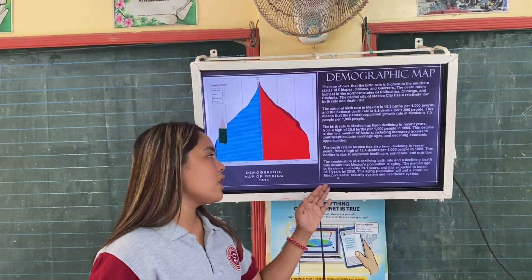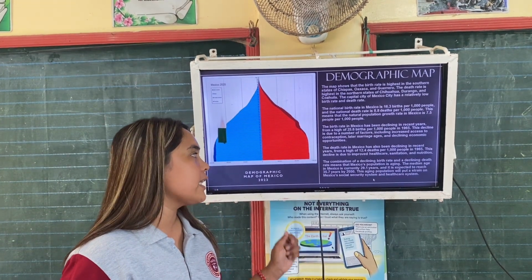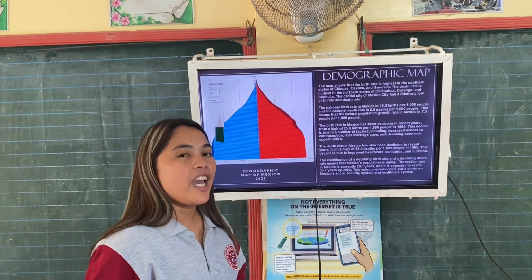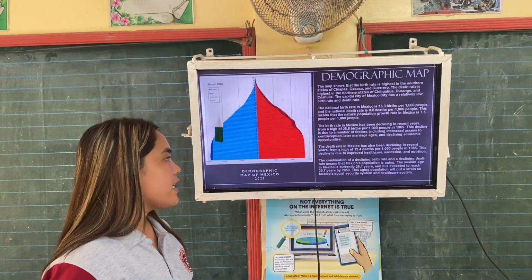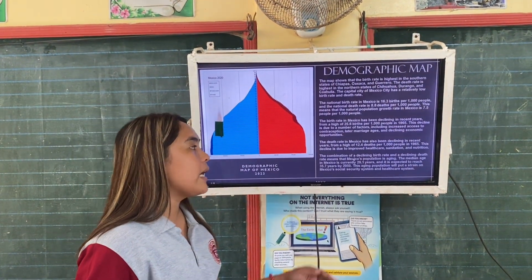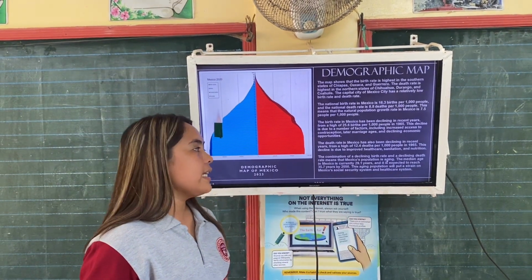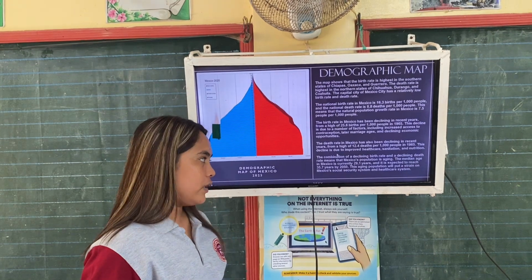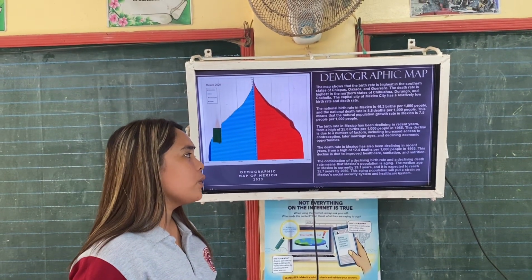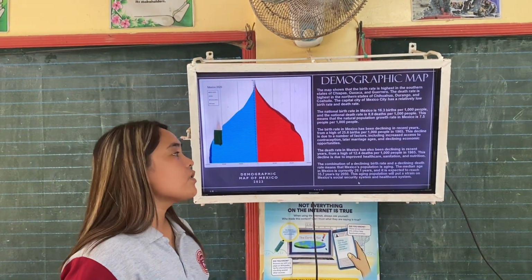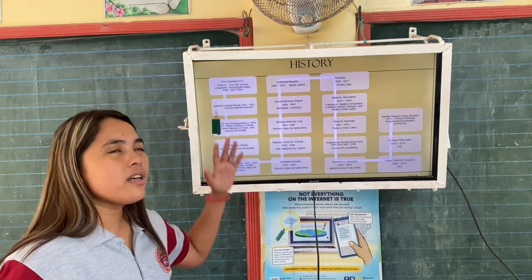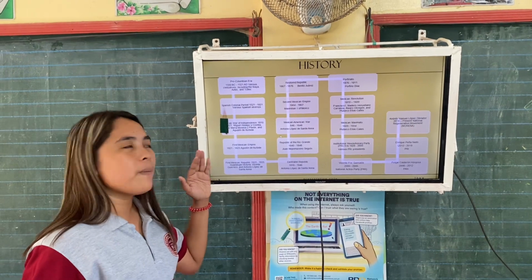So the combination of a declining birth rate and declining death rate means that Mexico's population is aging. The median age in Mexico is currently 29.1 years, and it is expected to reach 35.7 years by 2050. So this aging population will put a strain on Mexico's social security system and healthcare system. And now let's move on to the history of Mexico.